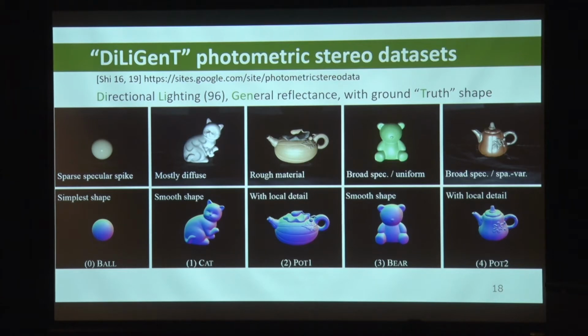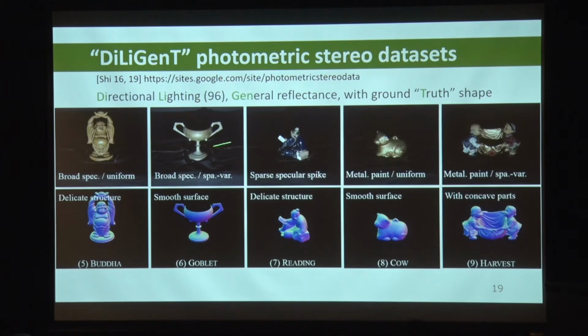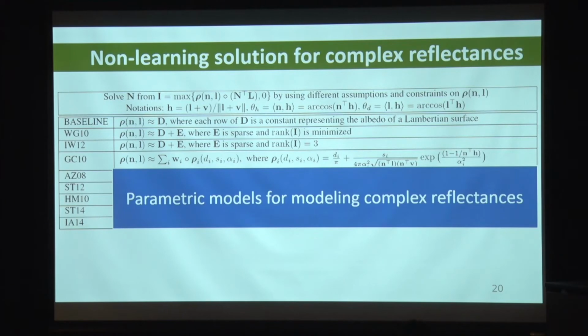In total, we have 10 different objects. From the left side to the right side, the difficulty of the problem is increasing. This is some very simple geometry, some generally diffuse objects, but here we have broader specular and especially spatially varying material. And along this direction, we even have some highly specular or metallic paint, or even some mixed materials with this kind of convex shape. And below are the ground truth normals. So with this data set, we can evaluate the state-of-the-art photometric stereo solutions for this kind of general reflectances.